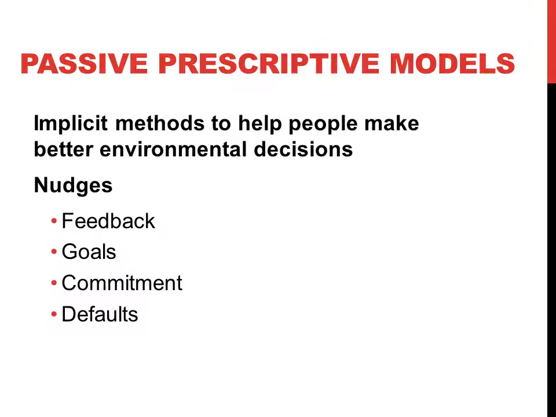The second type of prescriptive models are something called implicit methods to help people make better environmental decisions. And we know these as nudges. In fact, one of our textbooks is called Nudge. We're going to look at four methods: feedback, goals, commitment, and defaults, which are, when used, effective methods for getting people to make simple environmental decisions that benefit not only themselves but stakeholders.